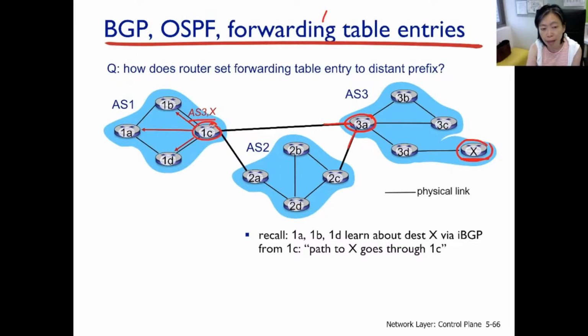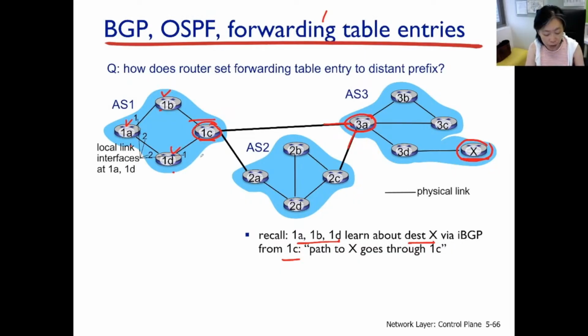This shorter path is further propagated internally to all routers. So 1A, 1B, and 1D will learn about the shortest path to destination X from 1C. What 1A, 1B, and 1D will do is: if I ever receive any packets with destination X, then I will forward the packet towards 1C, the border router from which they received the AS path.